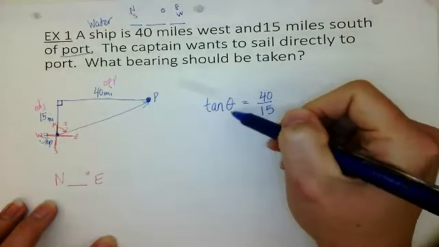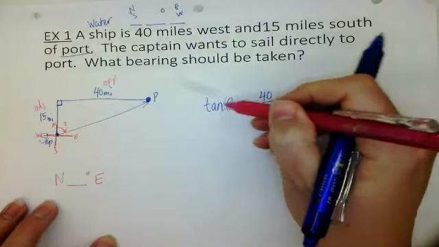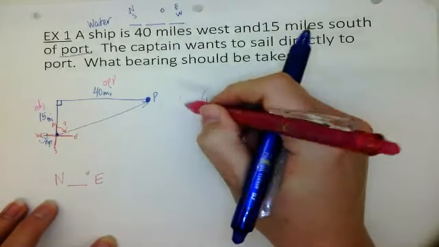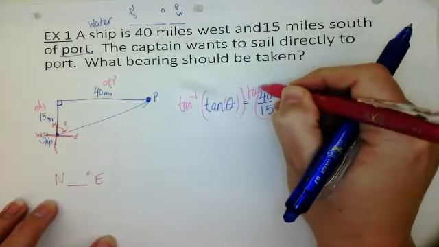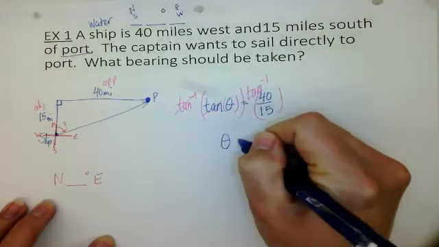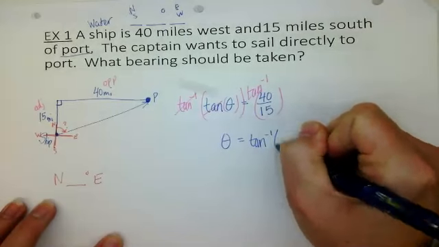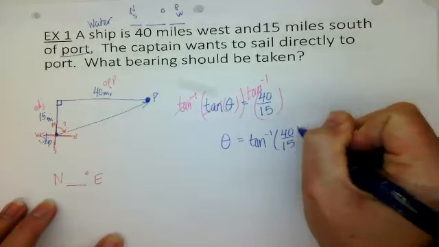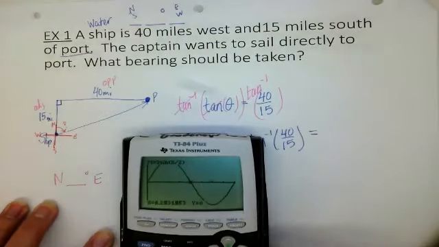And then if we're trying to solve for the angle, right now it's trapped inside a tangent function. So to get rid of it, we use an inverse function to cancel it out. So I'm going to take the tangent inverse of both sides. Tangent inverse of the tangent undoes itself, so I can get theta as the tangent inverse of 40 over 15, finding the angle.